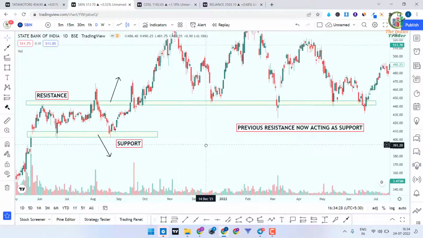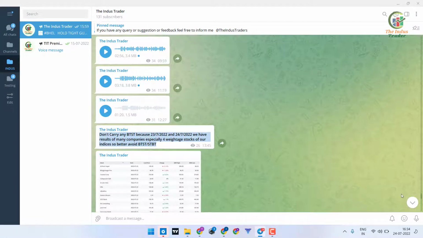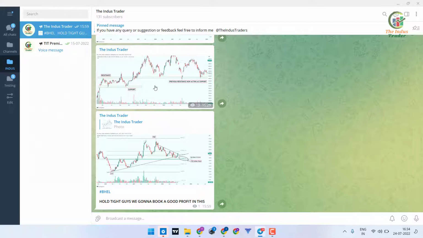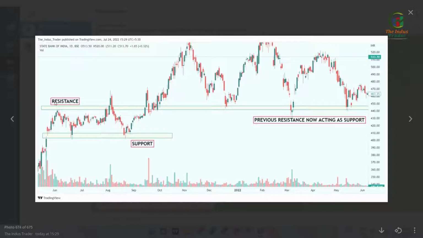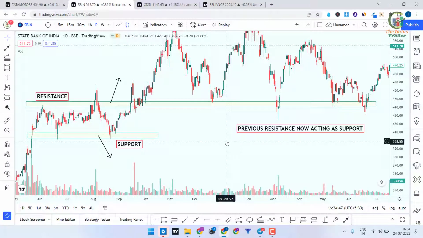In this particular, you can take the screenshot as well, or else you can just go to the Indus Trader Telegram channel, and I have posted this. You can check here. This is resistance, this is support, and you can see here we got a bull trap, and here we got a bear trap. So mark everything like this and save the screenshot, which will help you a lot.